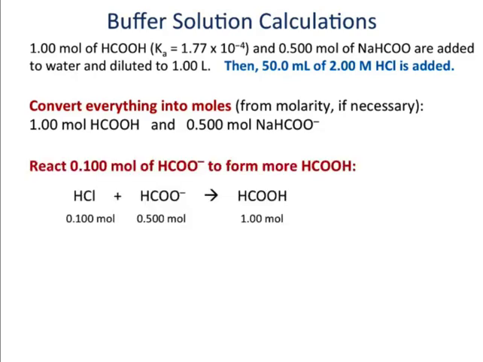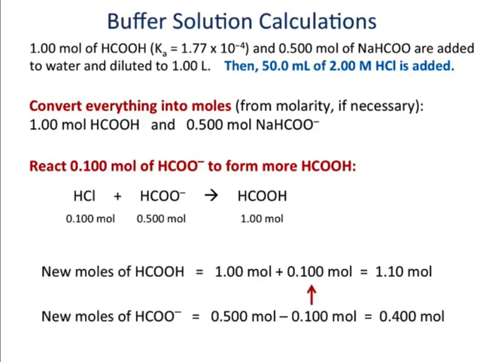And then we're going to do a reaction here. So we added 0.1 mole of HCl. It's going to react with the formate, and there's more formate than there is HCl. So HCl is going to be the limiting reagent here. And so what that's going to do is it's going to take some of this amount of formate and convert it back into formic acid. So this is going to be 0.4 because you're going to react away 0.1 of it. And this is going to be 1.1 because you're going to make more of it.